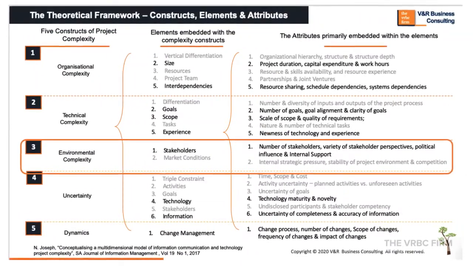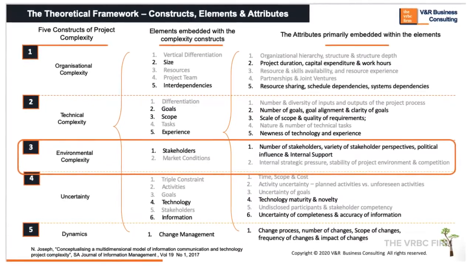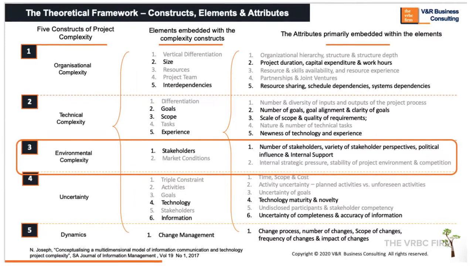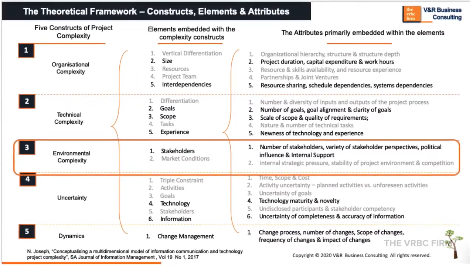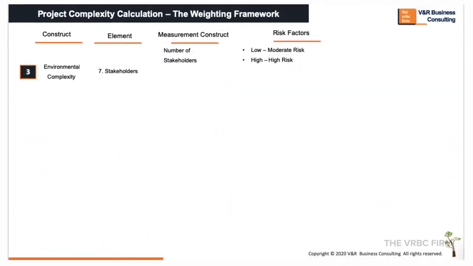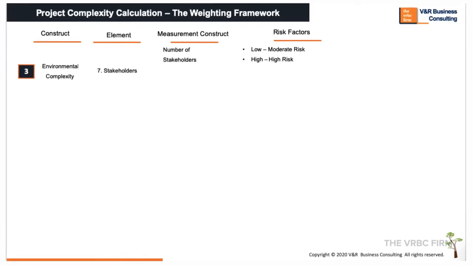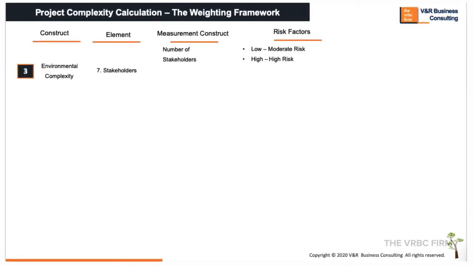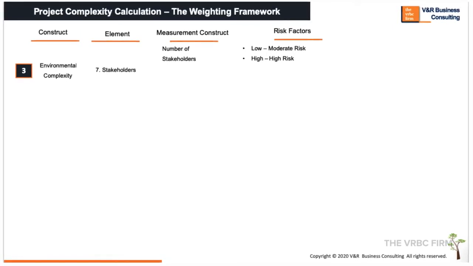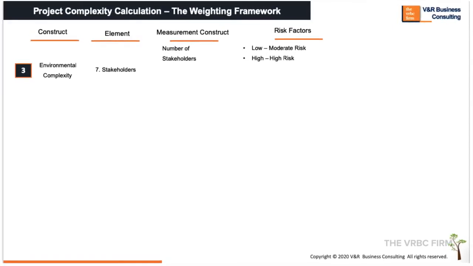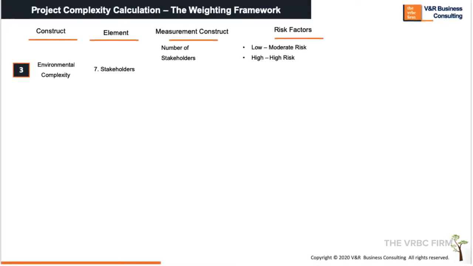We move on to environmental complexity. The bigger the number of influential stakeholders on a project, the more complex it becomes. No rocket science here. We have taken the position that there is no moderate risk in terms of the number of stakeholders. You either have a manageable group or you're growing gray hairs. No middle ground here.